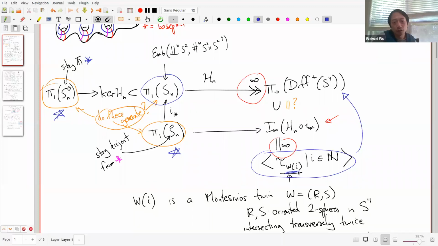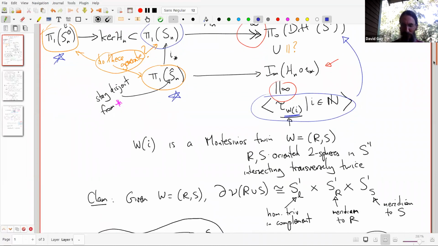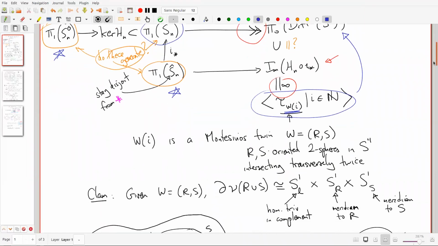But then your twins can be just, so you can just pick one of these twin spheres. Yeah. And this fixed pair can already generate the whole thing? No, actually, the twist along W1 and the twist along W2 and the twist along W3 are not obviously related to each other.